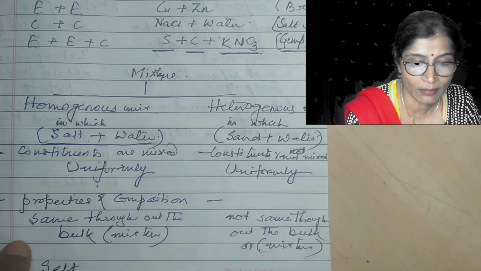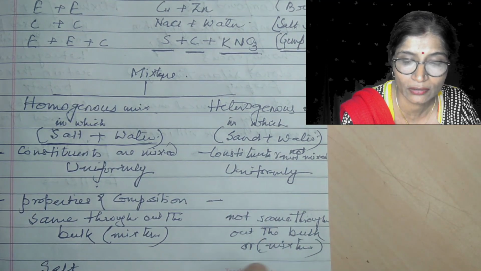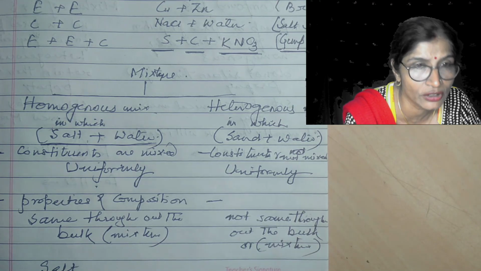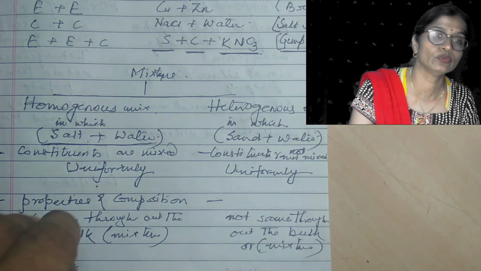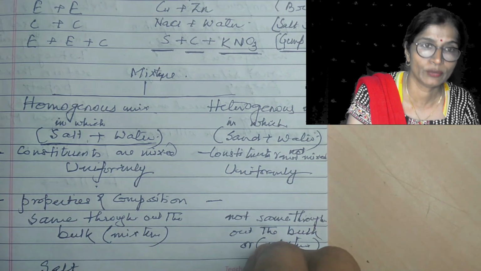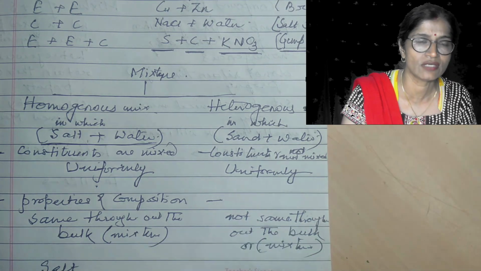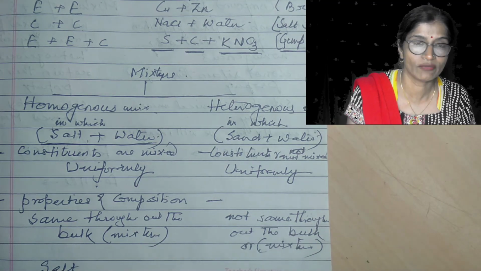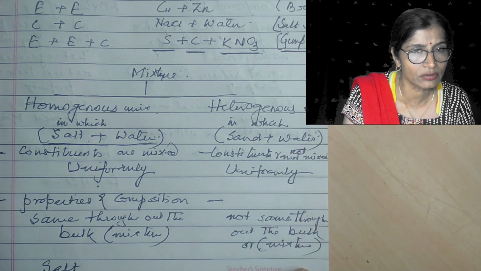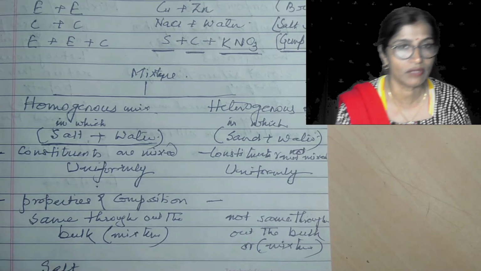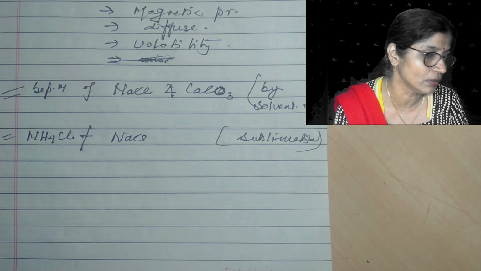Here, in the homogeneous mixture, the properties and composition are the same throughout the bulk. But here it is not the same throughout the mixture. The full mixture will have the same property. But here you will not get the same type of property within the full mixture. As I said just now, somewhere the sand particles will be more, somewhere less. Then it will not be the same throughout the bulk. But in the other case, you will get the same taste, so the properties are the same throughout the bulk.